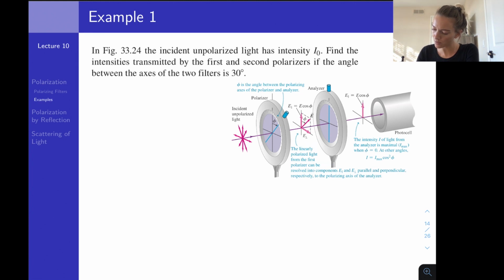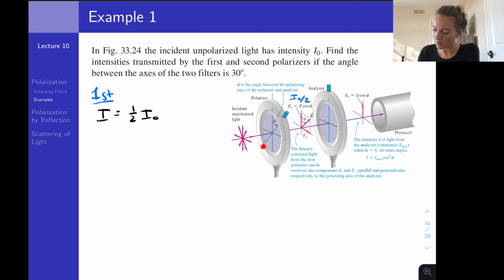Okay, so let's do the first polarizer. For the first, we know that the intensity is just going to be 1/2 the initial intensity, right? So that's all we have to do for the first one. It doesn't matter what this angle phi is. It just has a 1/2 probability of getting through if it's initially unpolarized. So now the light in here has I naught over 2, 1/2 the initial. So now we have light with intensity I naught over 2 passing through this filter.